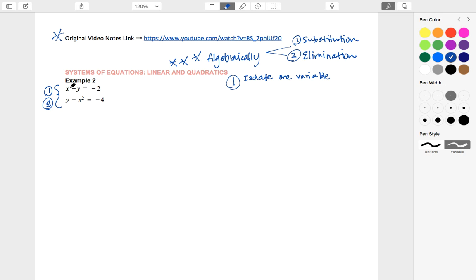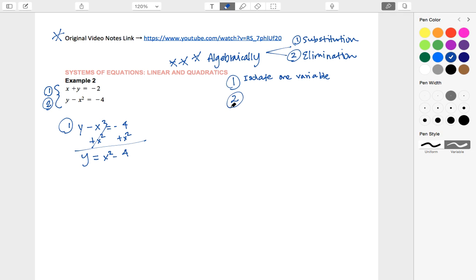It doesn't matter necessarily which equation you select. I'm going to pick the second one, and I'm going to isolate y. So this would be step 1, and I'm going to isolate my y variable. I'm going to add x squared on both sides. Then the y terms cancel, and y equals x squared minus 4. Okay, so that is what my y variable is equal to.